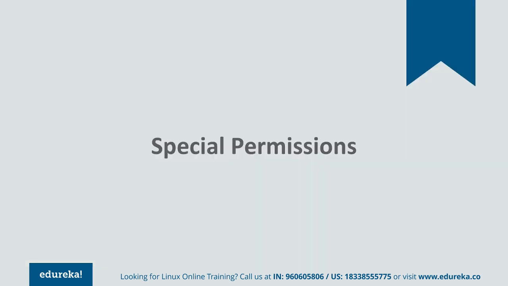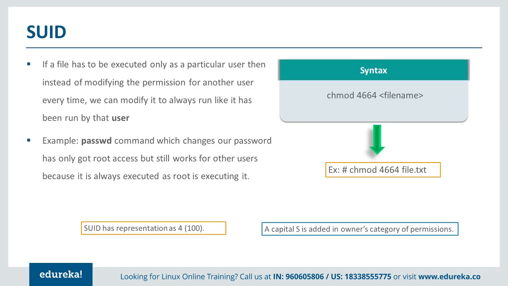Now let's talk about special permissions. So the special permission is SUID. We have talked about UID in the starting of the class. So if a file has to be executed only as a particular user, then instead of modifying the permission for another user every time, we can modify it to always run like it has been run by that user. So in chmod 4664 filename, the first character 4 is the SUID. Example, the passwd command which changes our password has only got root access but still works for other users, because it is always executed as if root is executing it.